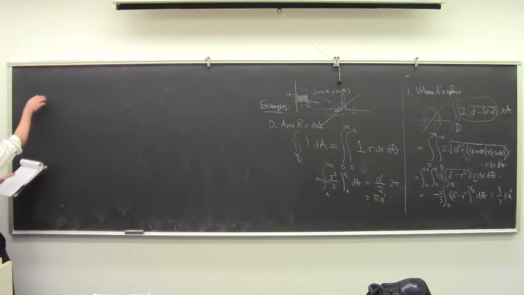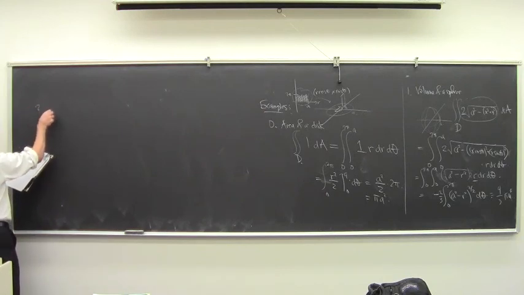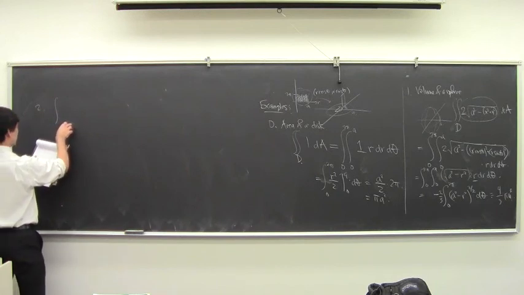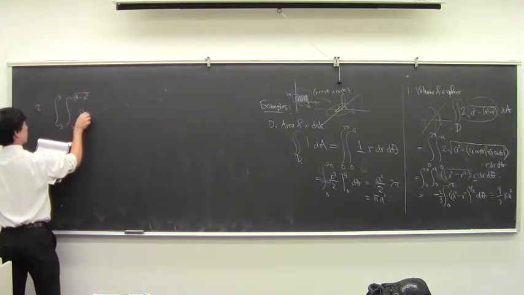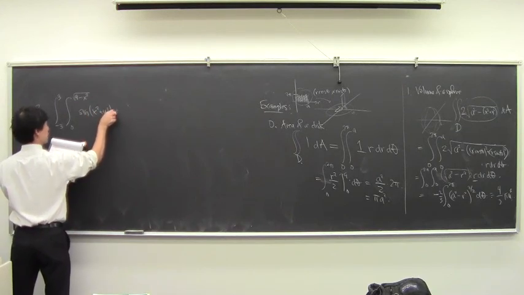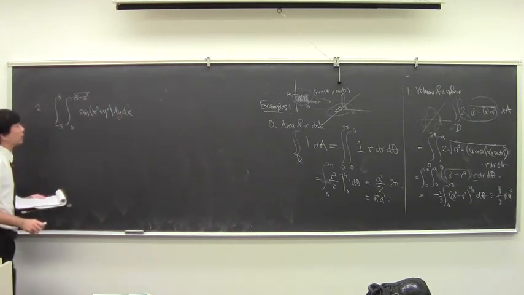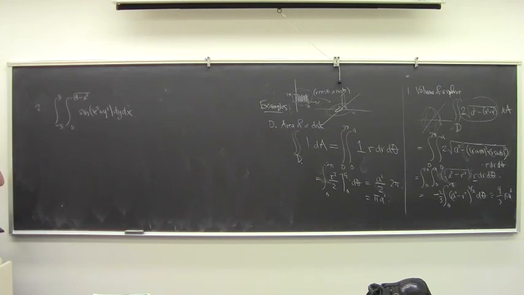Okay, so example 2. Somebody gives you a Cartesian integral, negative 3 to 3, 0 to square root of 9 minus x squared, sine of x squared plus y squared, dy dx. Okay, and somebody says, integrate this. What could you do with this integral?